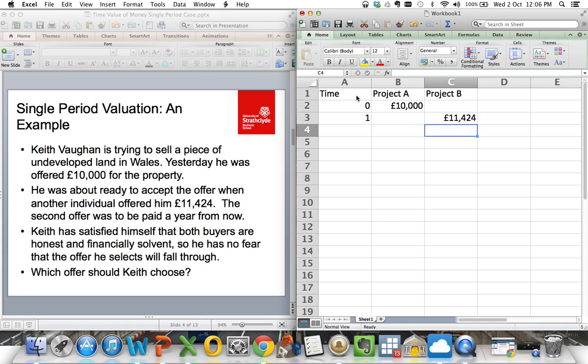Now, you might say, well, how do I do that? Even looking at this, it's quite complex. Well, what you're really doing is trying to say, if I was to receive £10,000 today, how much would that £10,000 grow to in 1 year's time? It means that if you put it into a bank account, which is risk-free, then how much would that grow to?